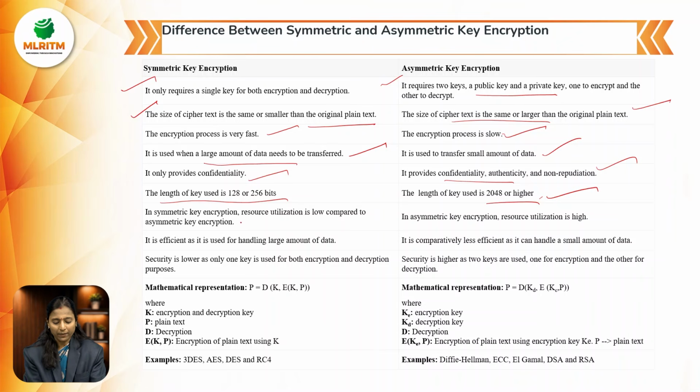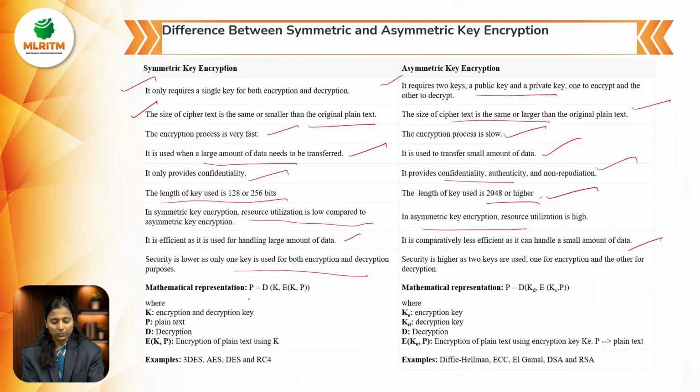In symmetric key encryption, resource utilization is low compared to the asymmetric. While in asymmetric, resource utilization is high when compared with the symmetric. The next is handling of data: symmetric can handle a large amount of data, and asymmetric is efficient for a small amount of data. The security is lower in symmetric. In this one, the same key is used for both encryption and decryption purposes.